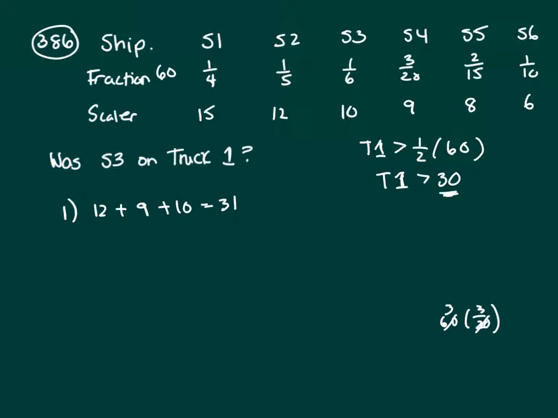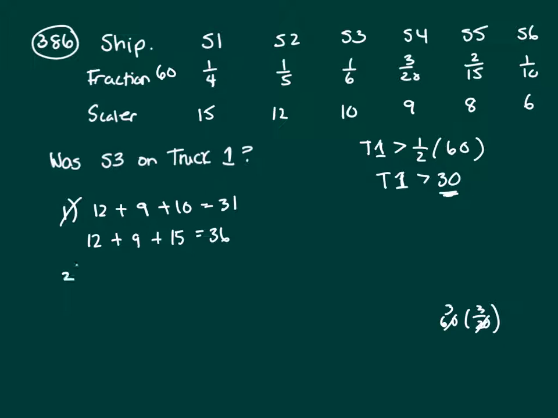So in clue 1, we know that shipment 2 plus shipment 4, but it could easily have been shipment 1 on here instead of shipment 3. And that's also going to be greater than 30, because that's going to give you 36. And 36 is greater than 30, so that works as well. So I don't know if shipment 3 was on the first truck or not, because based on that clue, it could have been shipment 3 or it could have been shipment 1. So that doesn't work. Let's look at clue 2.